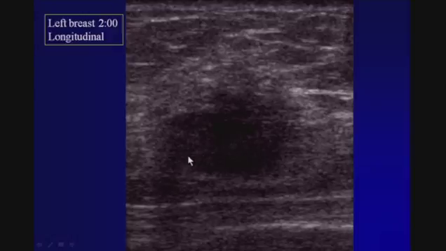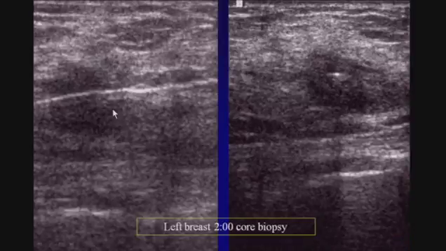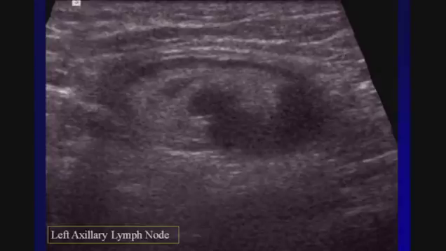Here's the upper outer aspect of the left breast, 2 o'clock region, hypoechoic mass with indistinct margins. Here we see it. And notice here on the MRI, here's our mass on our T1 weighted images, and notice how it enhances here. And then we did the core biopsy of the 2 o'clock lesion. Here's our core biopsy, orthogonal image with our biopsy device right in the middle of the lesion. We showed that this was invasive ductal carcinoma.